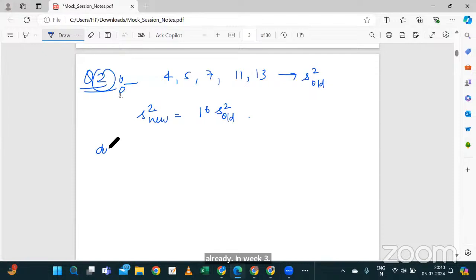So what will be the difference? I'm just writing it as a diff. So it will be 16 s square old, that is new minus old, minus s square old.